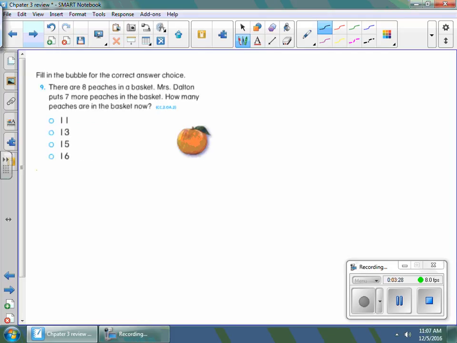Fill in the bubble for the correct answer choice. There are 8 peaches in a basket. Mrs. Dalton put 7 more peaches in the basket. How many peaches are in the basket now? So think about start, change, result. So Mrs. Dalton is starting with 8 peaches in her basket. She is putting in 7 more peaches. What are we doing there? What's the change? Is it an addition change or a subtraction change? Erica? Addition. So 8 plus 7, and what's the answer, Erica? 15 is correct. 15 peaches now.